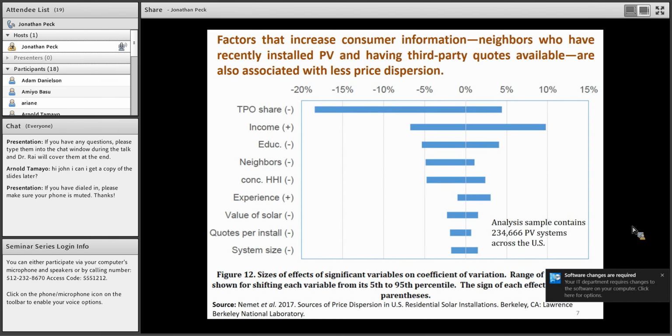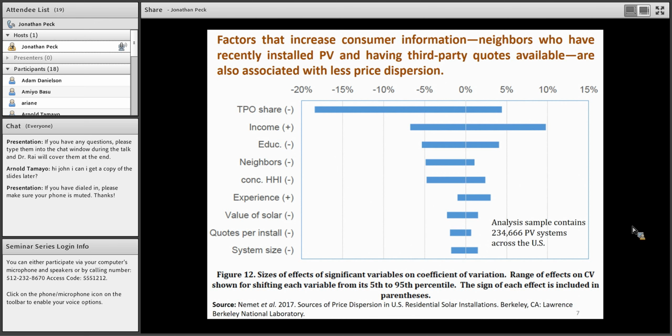These are the two main important factors that impact the coefficient of variation, which is a measure of how much prices are varying within specific limited geographies. The unit of analysis here is at the county level. The top variable you see is how many systems in the county in a given quarter are third-party owned. The percentage changes are basically if you change that variable from the mean level to the 5th percentile or to the 95th percentile.